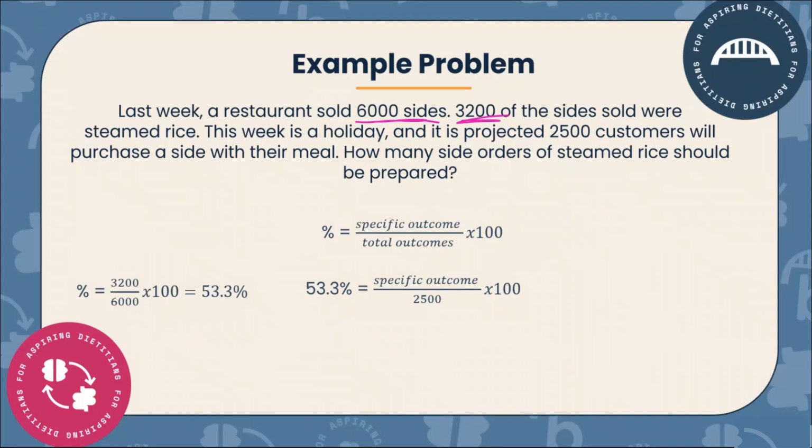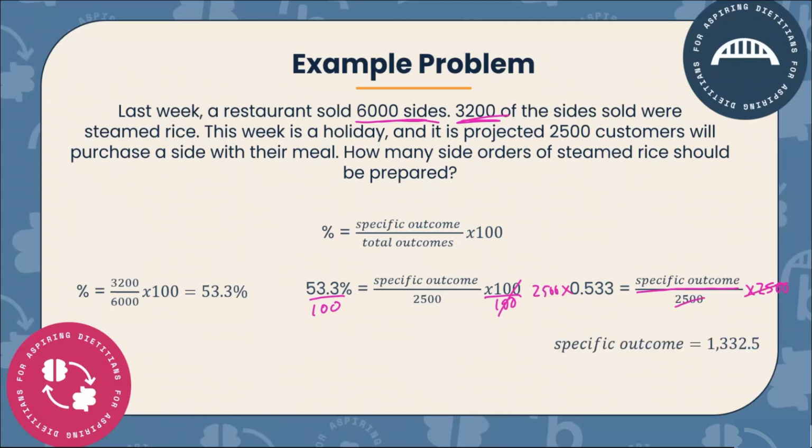Can you do this algebra? This one is actually a little bit easier. We first need to get rid of this 100, so divide both sides by 100 to cancel out the 100 on the right side, and we're left with 0.533 equals specific outcome over 2,500. So to get specific outcome, we have to undo division, so multiply both sides by 2,500. The 2,500 cancels out, and we're left with the specific outcome, which in this case comes out to be 1,332.5 orders of steamed rice.